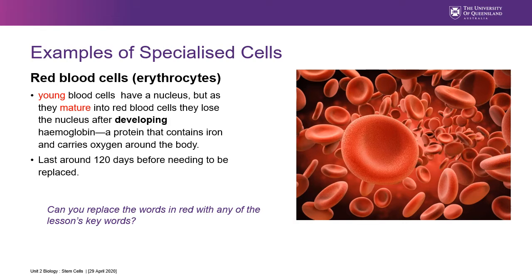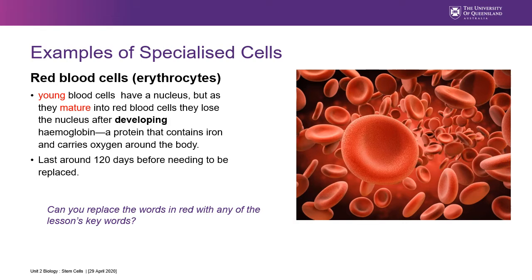Red blood cells are another example of a specialized cell type. They're also called erythrocytes. Young blood cells have a nucleus, but as they mature into red blood cells, they lose the nucleus after developing hemoglobin, a protein that contains iron and carries oxygen around the body. They need as much space as possible to fit in the hemoglobin and carry the oxygen around. They usually last around 120 days before needing to be replaced.